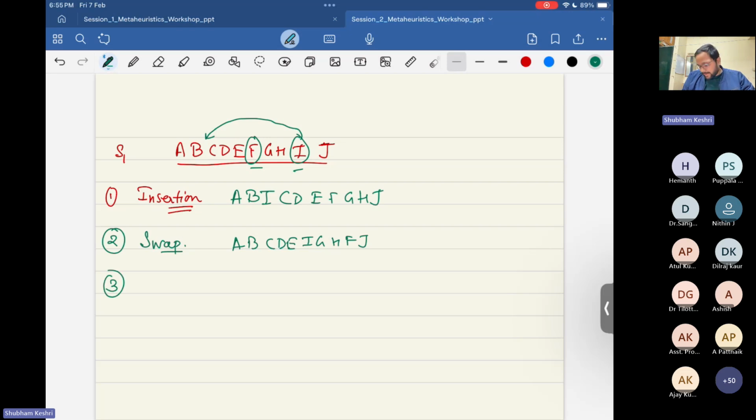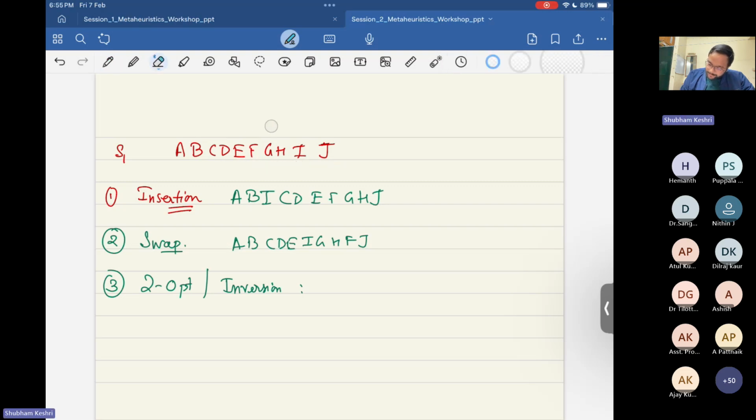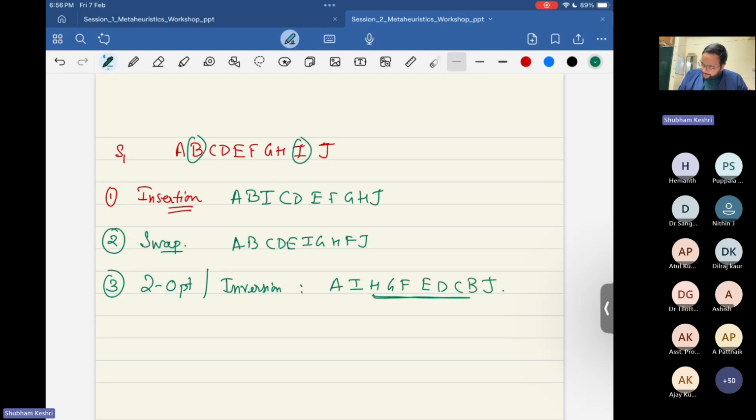The third is inversion, or two-opt. What is this? You take two cities. Suppose you are taking city B and city I. You take two cities and reverse the order. So it will become A, I, H, G, F, E, D, C, B, J. So you are reversing the order of these cities. It is known as two-opt or inversion. There are many ways to do it. Okay, these are operators of creating a neighbor.